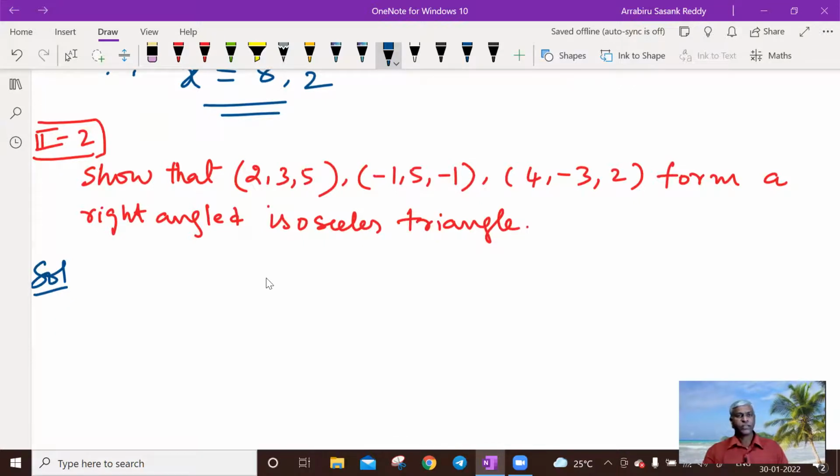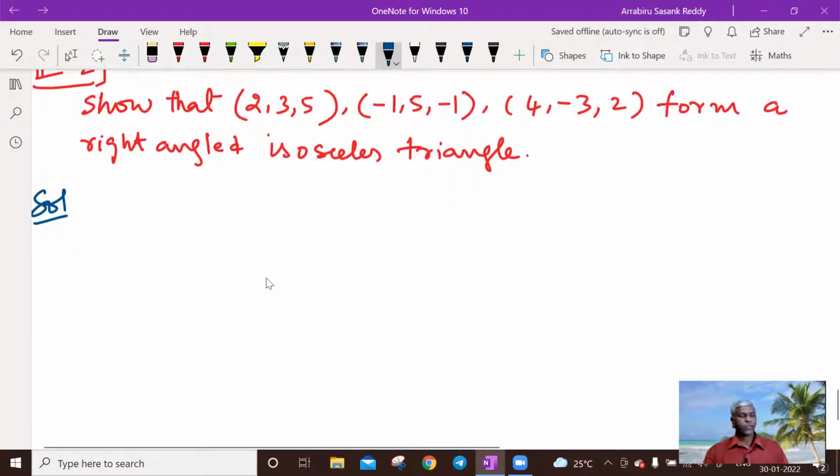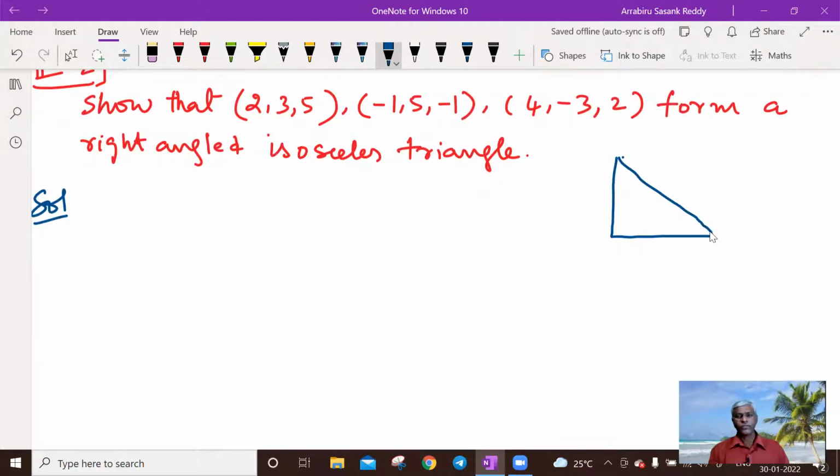You know what is a right angled isosceles triangle? One angle is 90 degrees, so you can prove it by Pythagoras theorem, and two sides are equal. So it is a right angle triangle where two sides are equal. Here the angle is 90 degrees. We have to prove this.